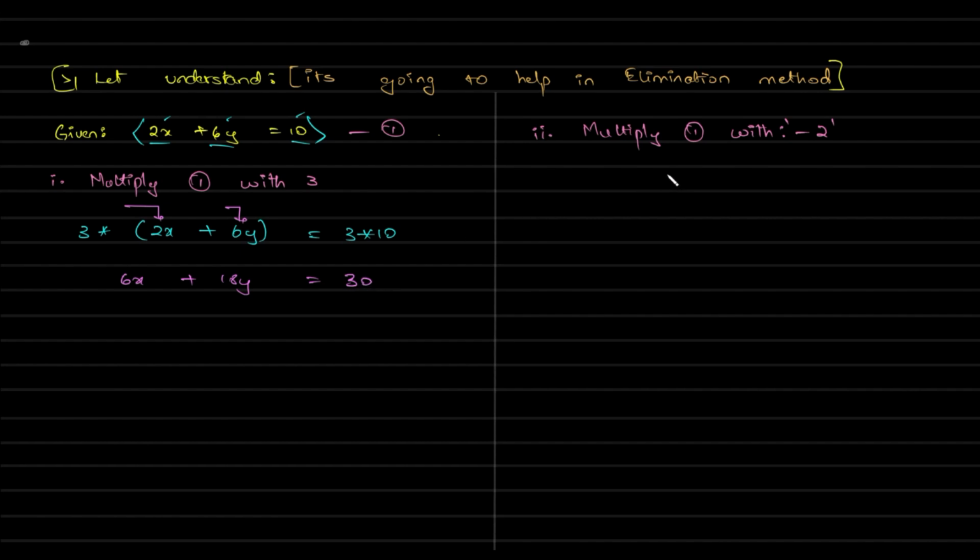So next thing is a negative value. Whenever you get a negative value, we have to be a bit careful. So we are looking at minus 2 times 2x plus 6y is equal to minus 2 times 10. So minus 2 is multiplying 2x and 6y. So minus 2 into plus 2 is minus 4x. Minus 2 into plus 6 is minus 12y is equal to minus 20.